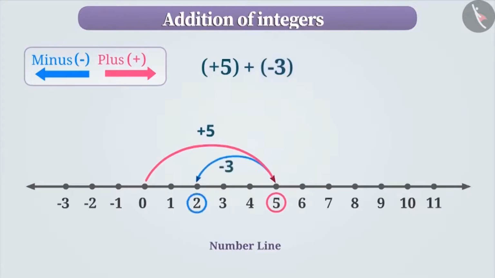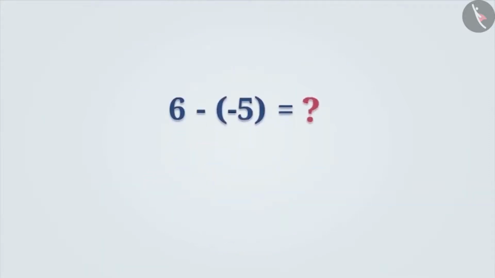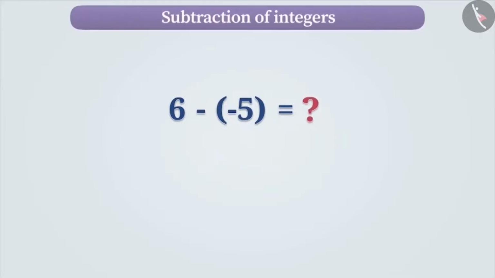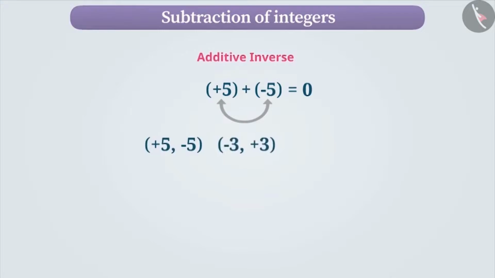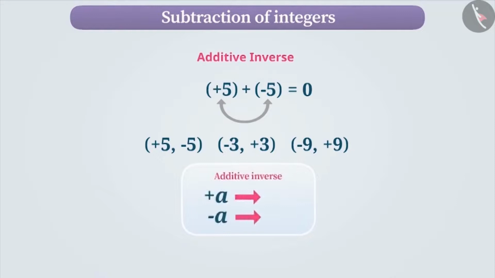Now let's learn how subtraction of integers is done. But before doing so, we need to understand one thing. If the sum of two numbers is 0, then they are additive inverse of each other. For example, plus 5 and minus 5, plus 3 and minus 3, plus 9 and minus 9, etc. What do you understand by looking at these pairs of numbers? Any thoughts? Let me tell you. Additive inverse of any number is obtained by writing it with the opposite sign. Now that that's understood, let's subtract the integers.